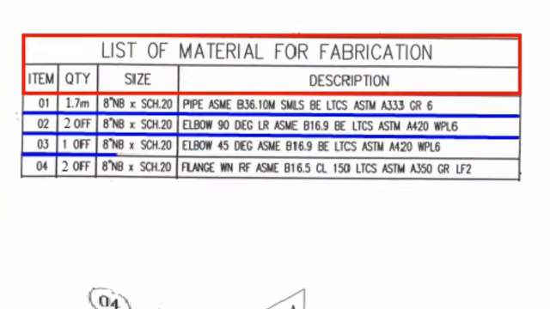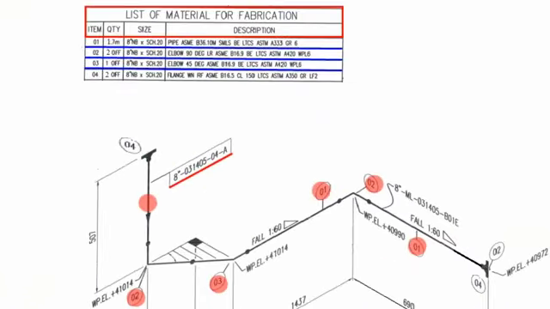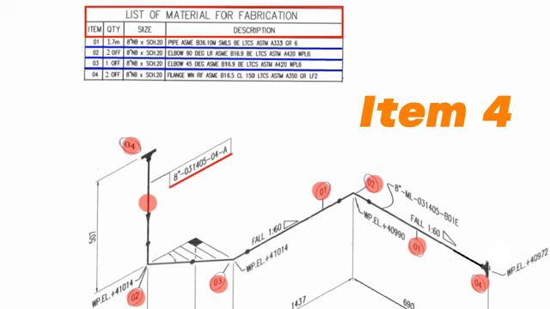Item number 3, the quantity is 1 off, size is 8 inch, schedule 20, elbow 45 degree, ASME B16.9, low temperature carbon steel material, ASTM A420. Item number 4 is shown in two places of this pipeline drawing. Let's look at the material list.